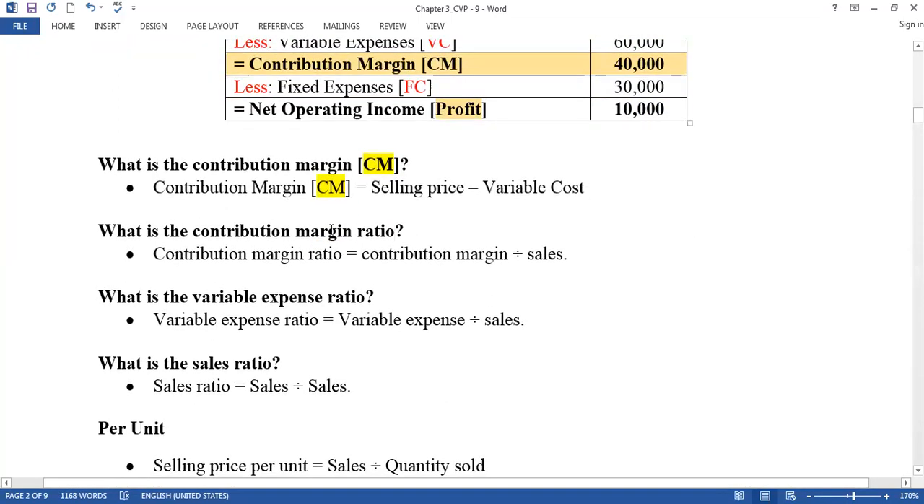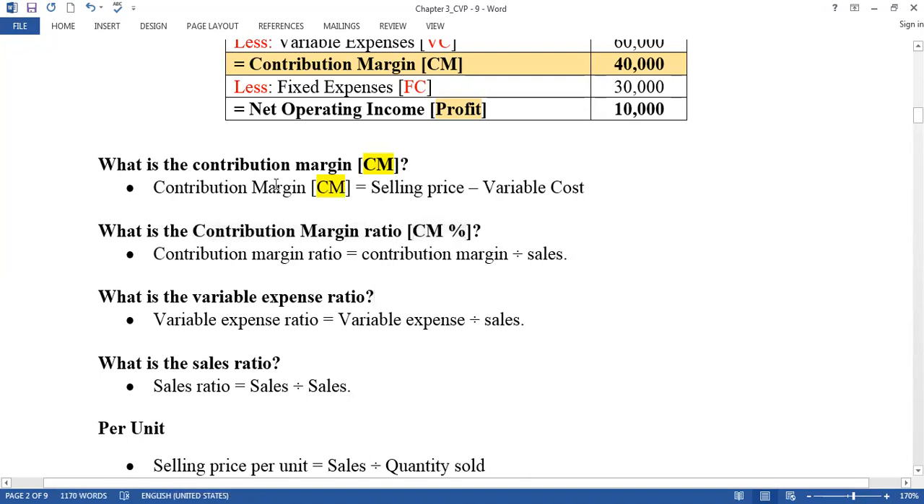Now we have to calculate the CM ratio. First, you should know how to calculate CM. Then you have to know how to calculate the CM ratio. CM ratio means CM percentage. Ratio means percentage. Contribution margin ratio means contribution margin percentage.